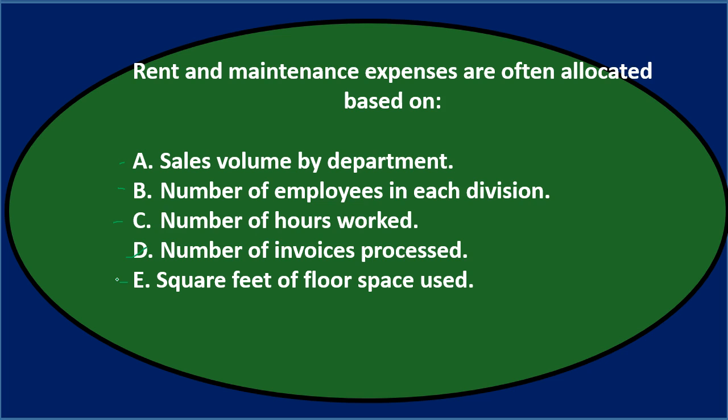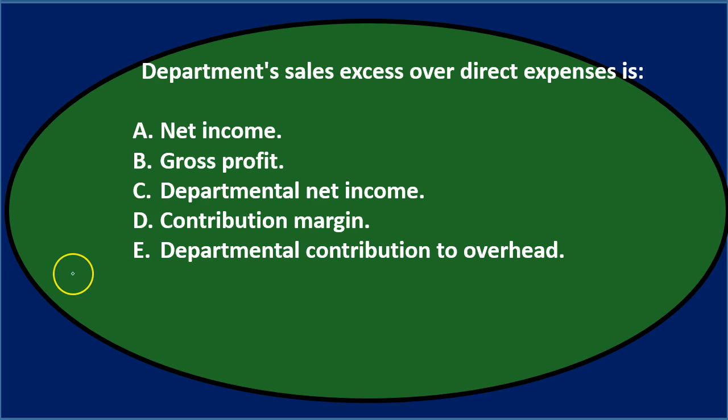Because that's what we use usually when you think about the value of something, the rent, it's based on square footage. And maintenance oftentimes is going to be higher based on square footage as well, although that might not always be the case, because if you have vacant areas, there's not much maintenance going on there. But in any case, E is probably the most common for rent and maintenance. So final answer, rent and maintenance expenses are often allocated based on E, square feet of floor space used.